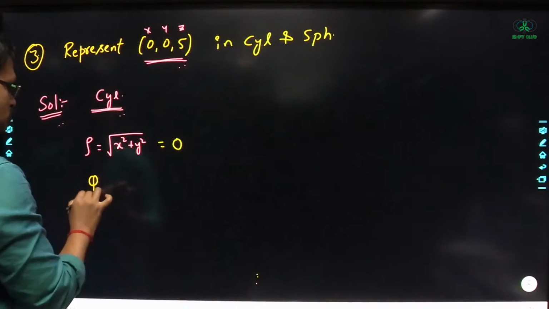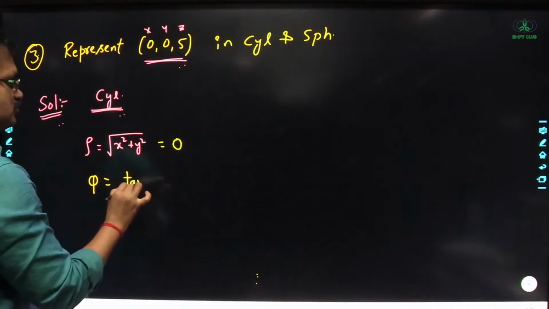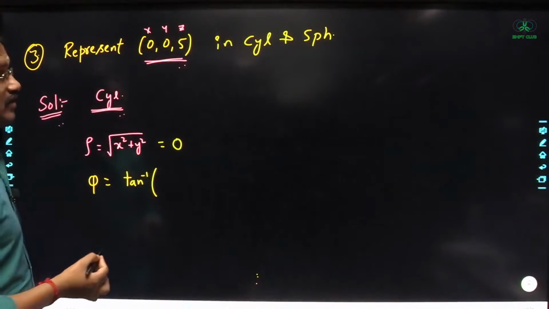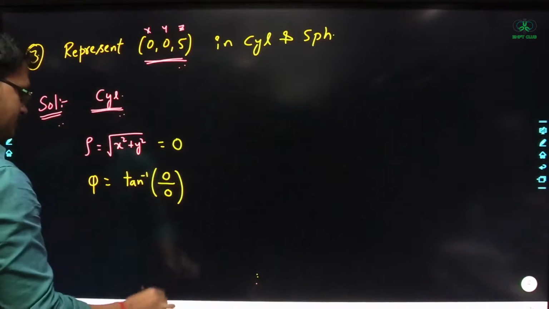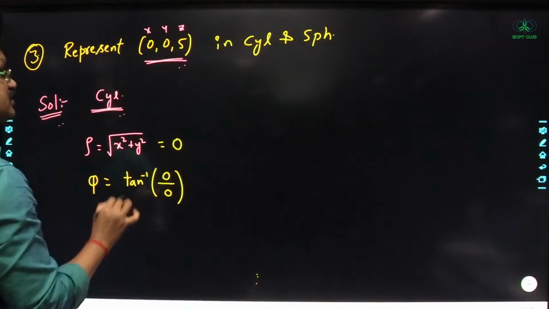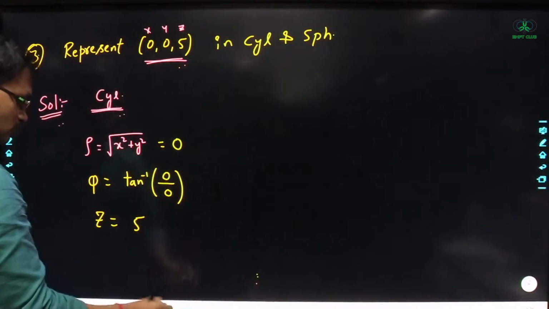Next, phi is equal to what? Phi is equal to tan inverse of y by x. So y is 0, x is 0, so 0 by 0, right? Next, z is the same as z, so z is equal to 5.